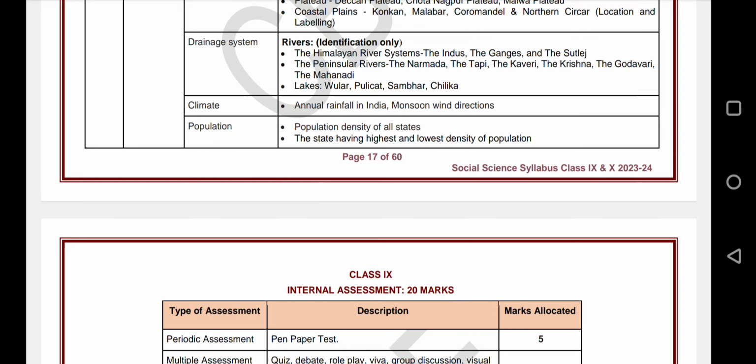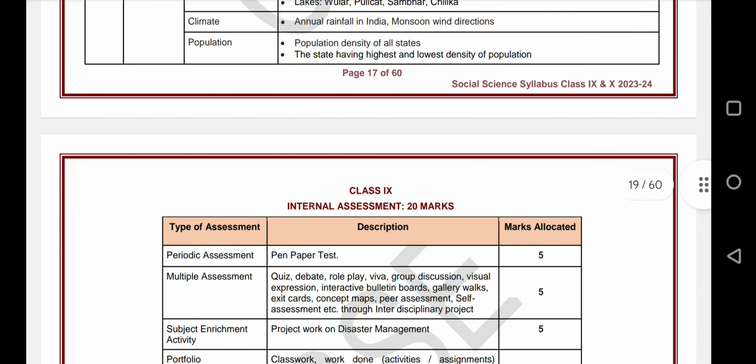Next we have population. From there, population density of all states. Earlier you learned overall India's density, and it was 382 per square kilometer. Now you're going to learn state wise density, and then you will mark. Again, it is going to be a thematic map, the state having highest and lowest density of population. So that is easy, you can do it, no problem.